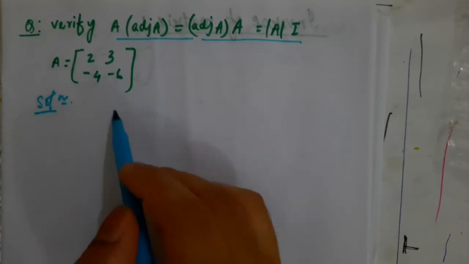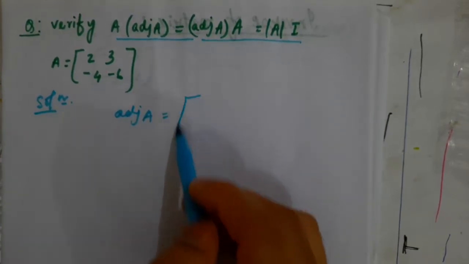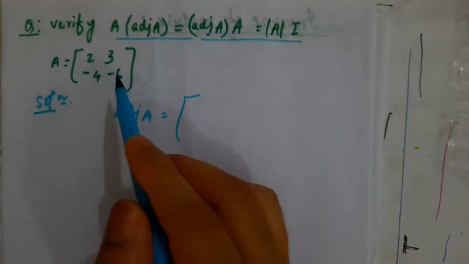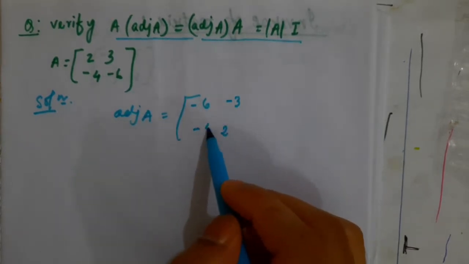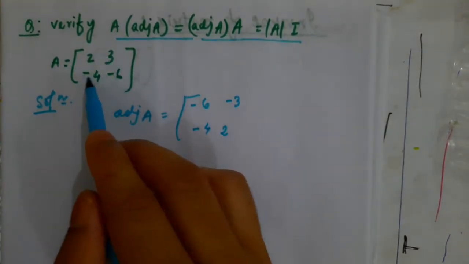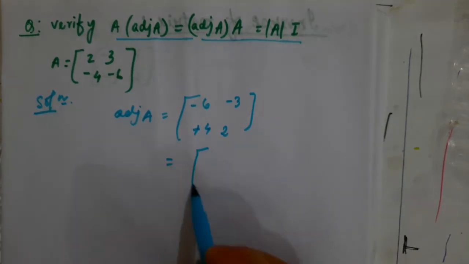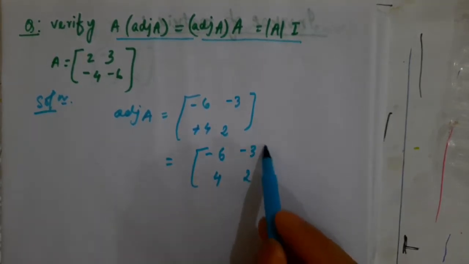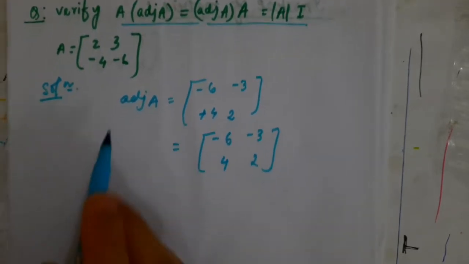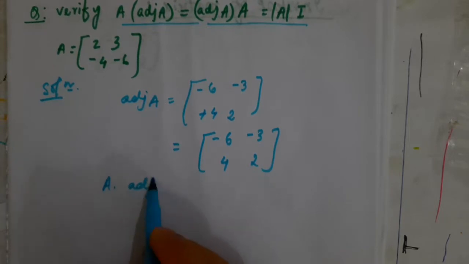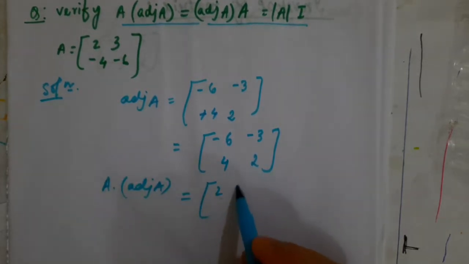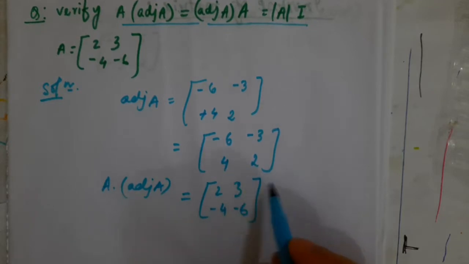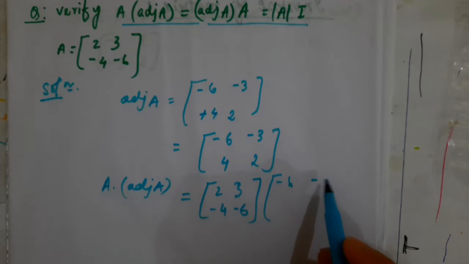What we need to do is, A is given, and we have to find adjoint of A. It is a matrix of order 2x2, so we can find the adjoint directly by interchanging these two elements and changing the sign of these two. So the adjoint is minus 6, minus 3, 4, 2. Now we compute A times adjoint A: matrix A is 2, 3, minus 4, minus 6, and adjoint of A is minus 6, minus 3, 4, 2.